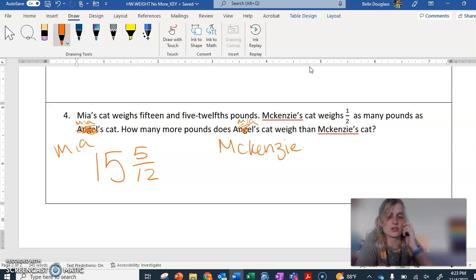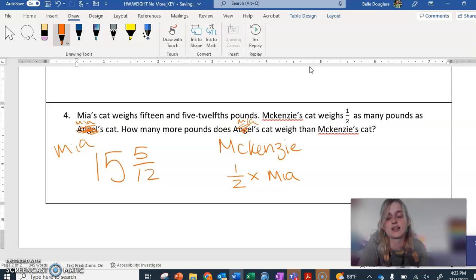Mia and Mackenzie, those are the only 2 people we're talking about. Mia's cat weighs 15 5/12 pounds. Mackenzie's cat weighs half as many pounds as Mia's cat. Half of Mia. Of means times. How many more pounds does Mia's cat weigh than Mackenzie's? Half of it. 2 times more. But it's actually asking for pounds, so we gotta figure it out.